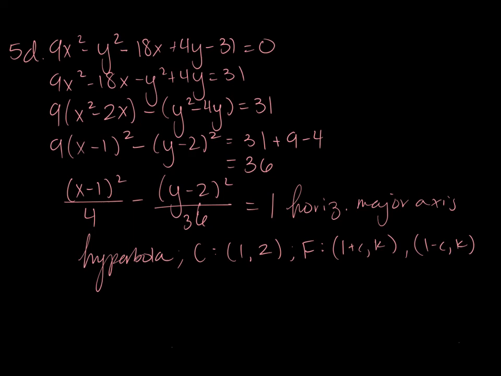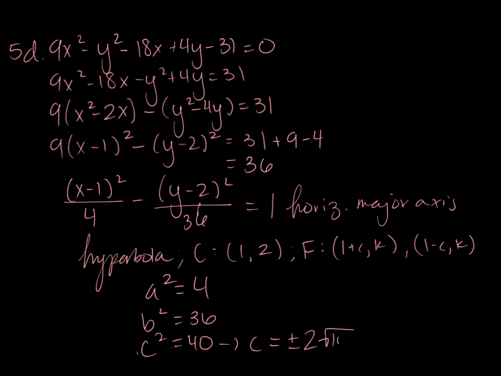So I'm going to figure out c. A squared is 4, b squared is 36, so c squared is 40, which means c is plus or minus 2 root 10. So I've got, for my foci, 1 plus 2 root 10, comma k, which is 2, and 1 minus 2 root 10, 2. And that's it. That's how I find my equation of everything.